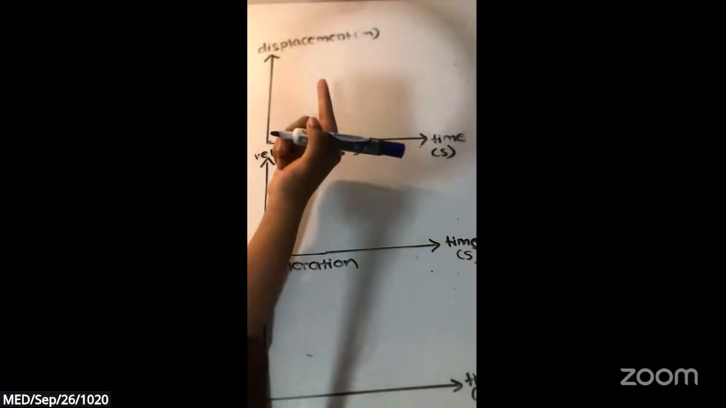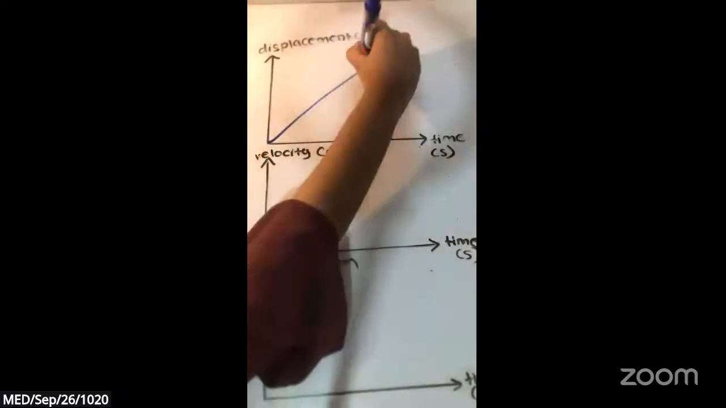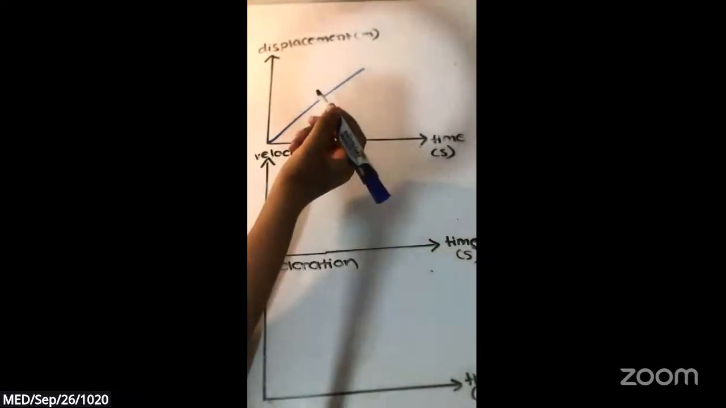So now we'll go to the graphs. When it comes to the displacement time graph, you have to know this. This is something you're going to draw on the tute, but first watch. Like I said earlier, with the displacement time graph, if it is a slope going upwards like this, this means it has a constant velocity. What does this mean? It means it has a constant velocity.